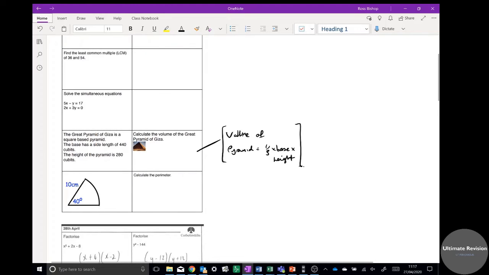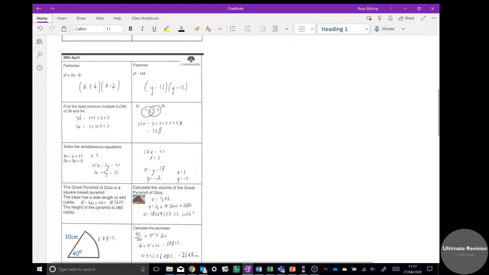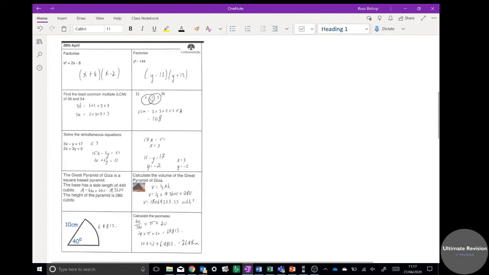Okay, that's about time, guys. Here are the answers to that. You can mark your own. Factorise in there. Lowest common multiple, we did a few of that earlier in the year. Split it up into product of primes, and then you can put it in a Venn diagram, 108. Simultaneous equations, you should be very good at this. X is 3, y is minus 2.